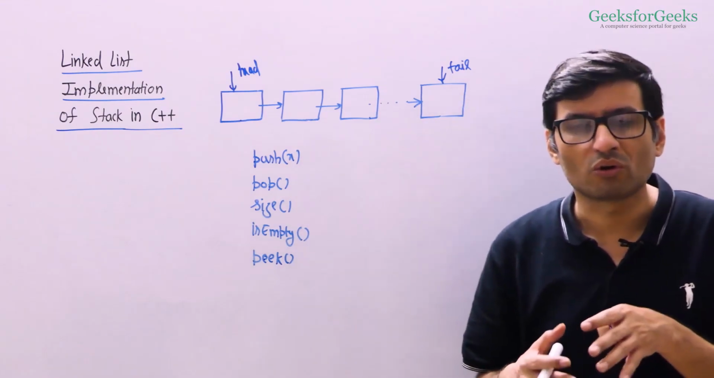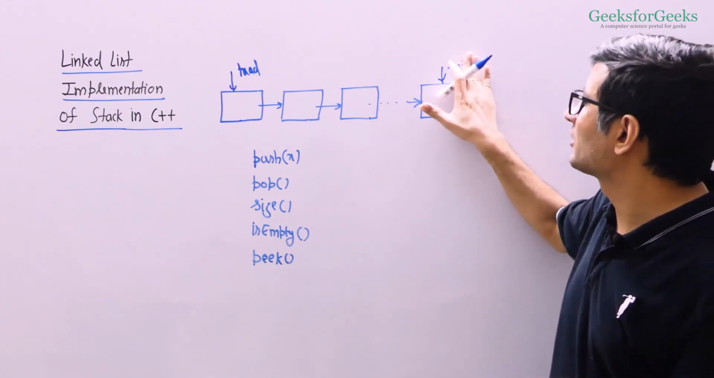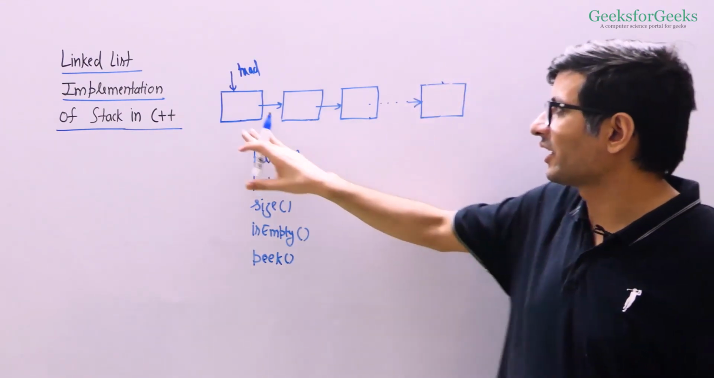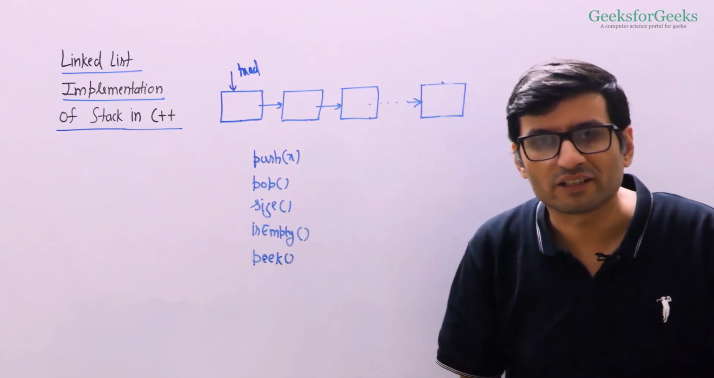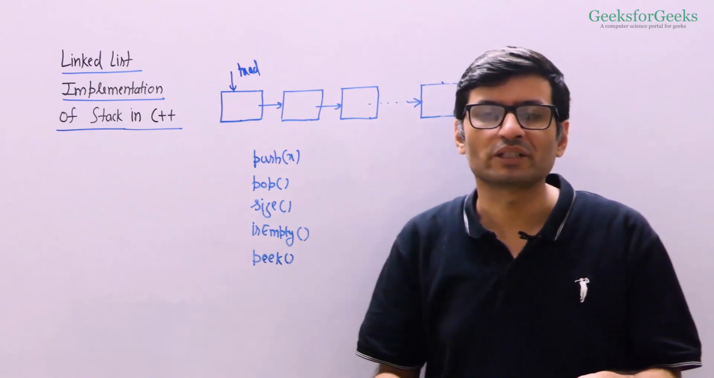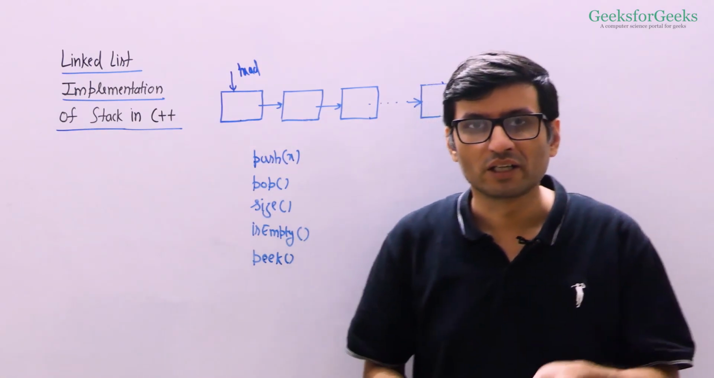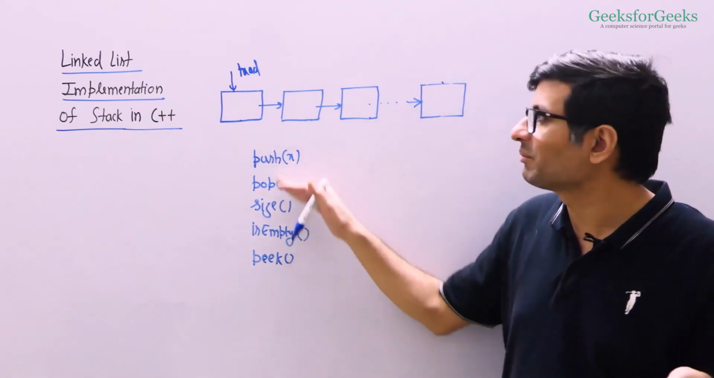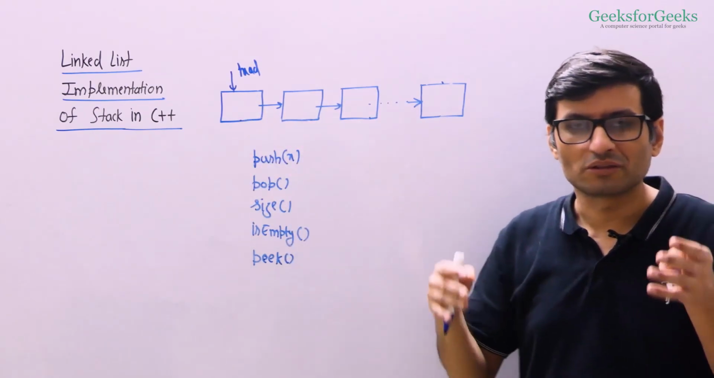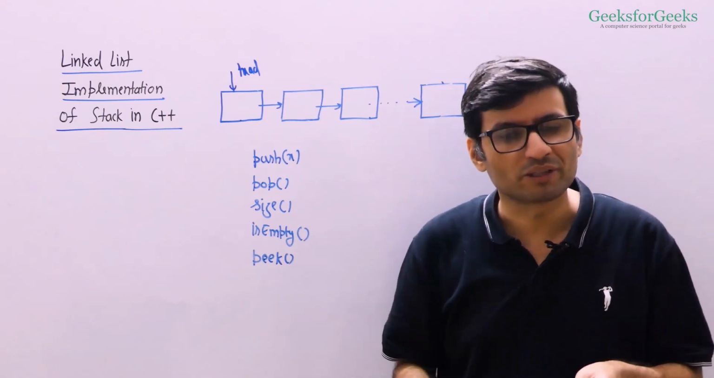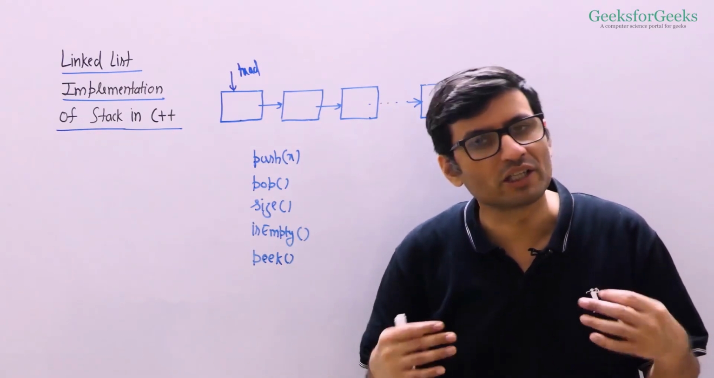But why do all that extra work? We can simply add an item at the head and remove an item from the head. Adding an item at the head is big O of 1. Removing an item from the head is also big O of 1. And peek is also big O of 1. You simply need to get the value at the head pointer, right? So the simple idea for linked list implementation is you insert at the head, you delete from the head.